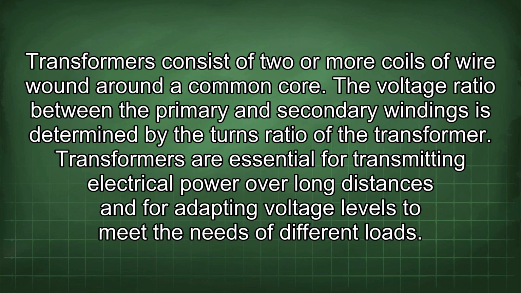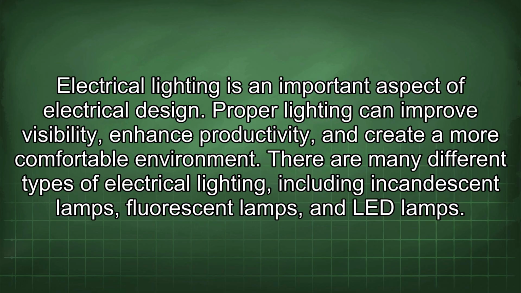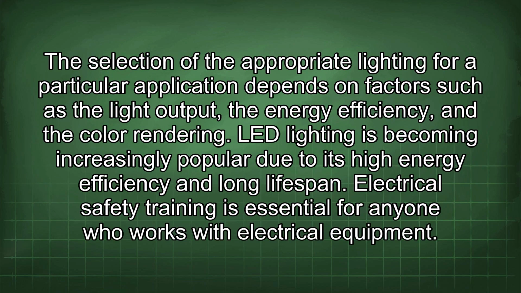Electrical lighting is an important aspect of electrical design. Proper lighting can improve visibility, enhance productivity, and create a more comfortable environment. There are many different types of electrical lighting, including incandescent lamps, fluorescent lamps, and LED lamps. The selection of the appropriate lighting for a particular application depends on factors such as the light output, the energy efficiency, and the color rendering. LED lighting is becoming increasingly popular due to its high energy efficiency and long lifespan.